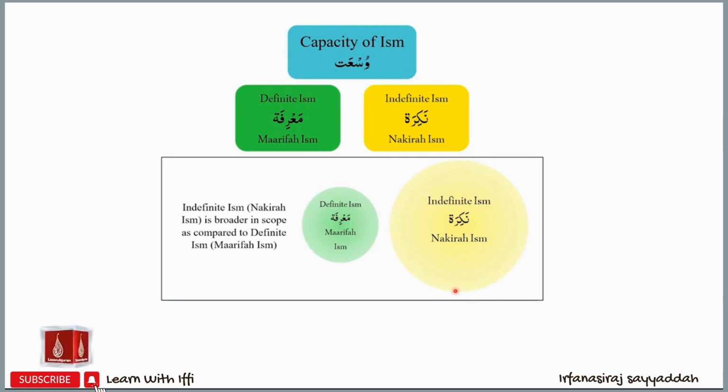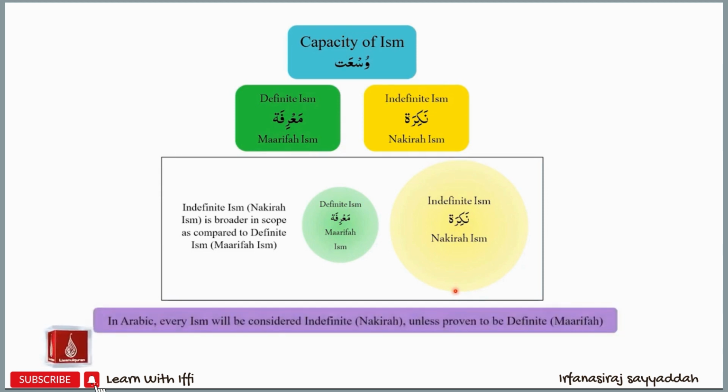Therefore, in our study of capacity of ism, it makes more sense to focus on the study of definite ism. In Arabic, every ism will be considered indefinite or nakira unless it is proven to be definite or marifa. So we will focus our study on that of definite ism. And if an ism doesn't fall into the criteria for definite ism, we will call it indefinite ism.